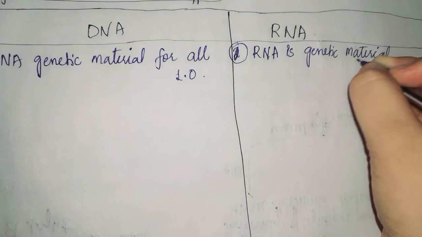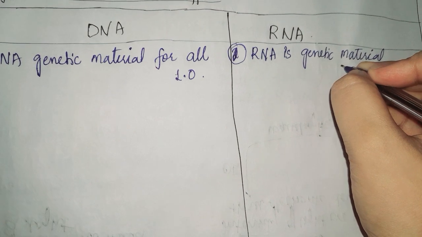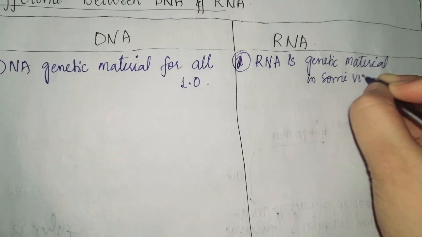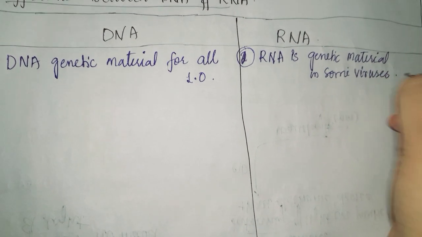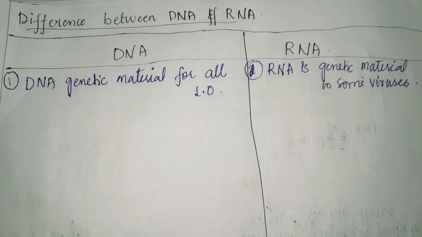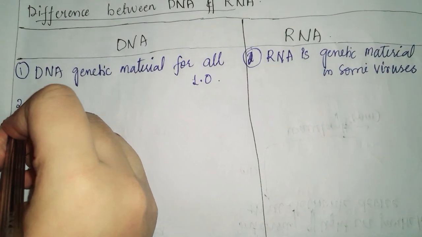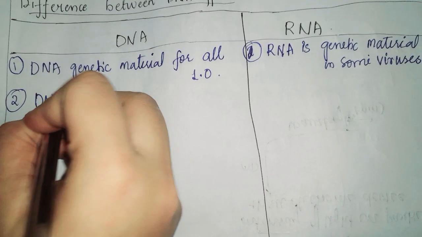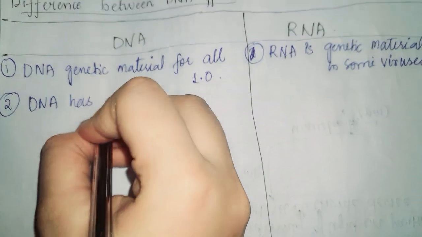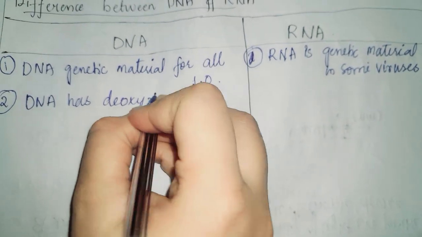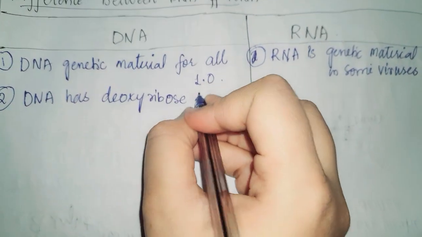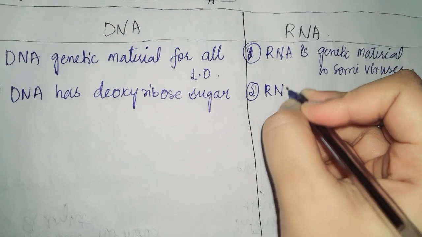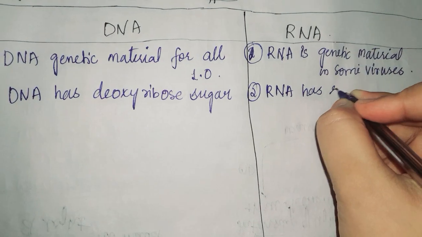And what is the main difference between DNA and RNA? Can you say? With the name itself, we can understand it has a difference in sugar, right? It has a major difference in the sugar. So what is the difference? DNA has deoxyribose sugar, while RNA has ribose sugar, right?